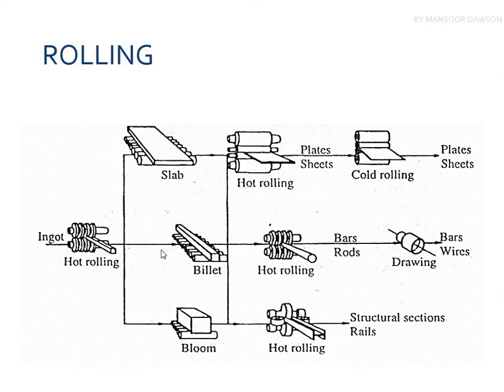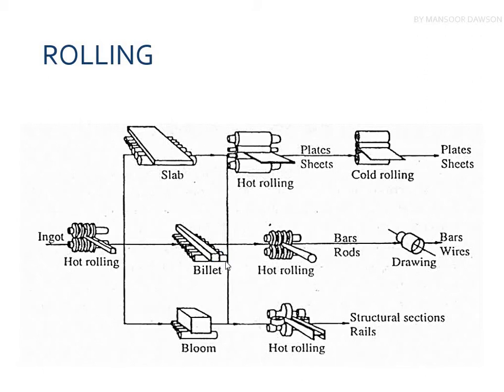you can use a billet. And if you want to construct structural sections for railways, and if you want to construct I beams or H beams, so you'll be using a bloom. So a slab, a billet, or a bloom are all the same but has different dimensions. You can see that the slab has a very high surface area, and the thickness is very low compared to the billet, which is usually square.